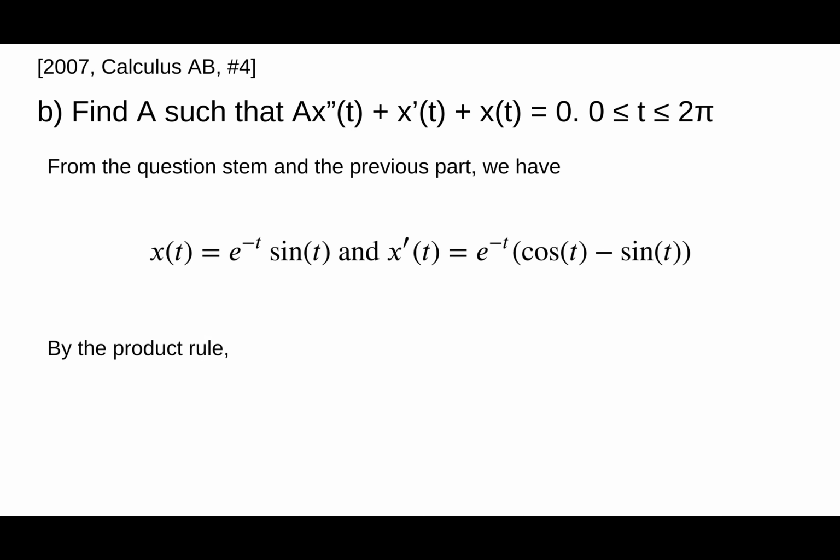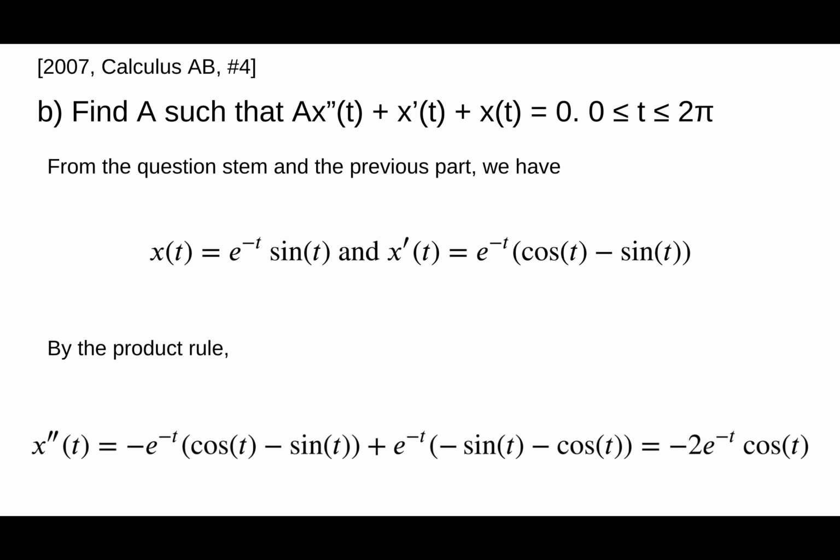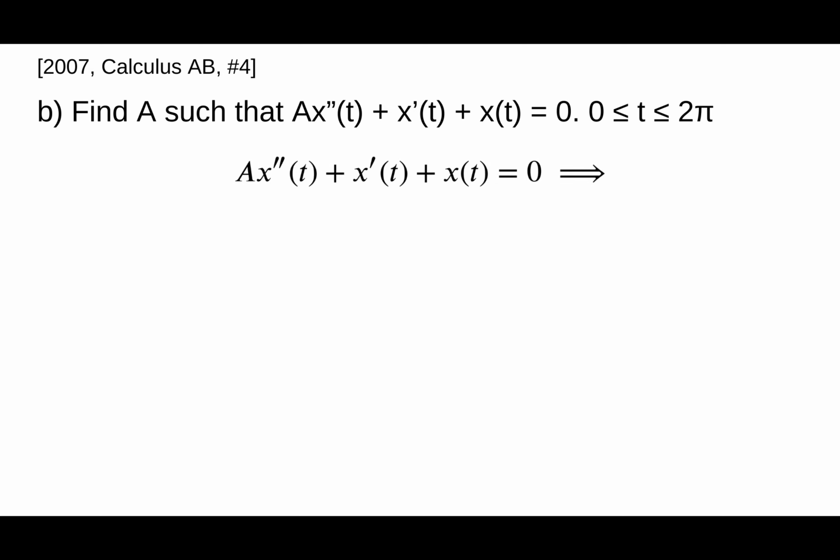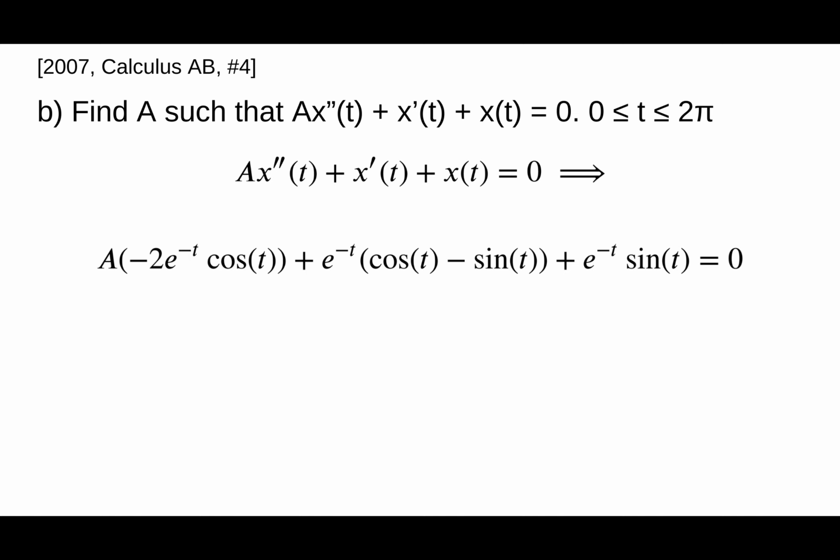All right, by the product rule, x double prime of t is going to equal e to the negative t times the cosine of t minus sine t plus e to the negative t times negative sine t minus cosine t. But notice that the e to the negative t sine t's will cancel out, and we end up with just negative 2 e to the negative t times cosine t as our second derivative. So now we set up the equation, right? We're supposed to solve a times x double prime of t plus x prime of t plus x of t equals 0.